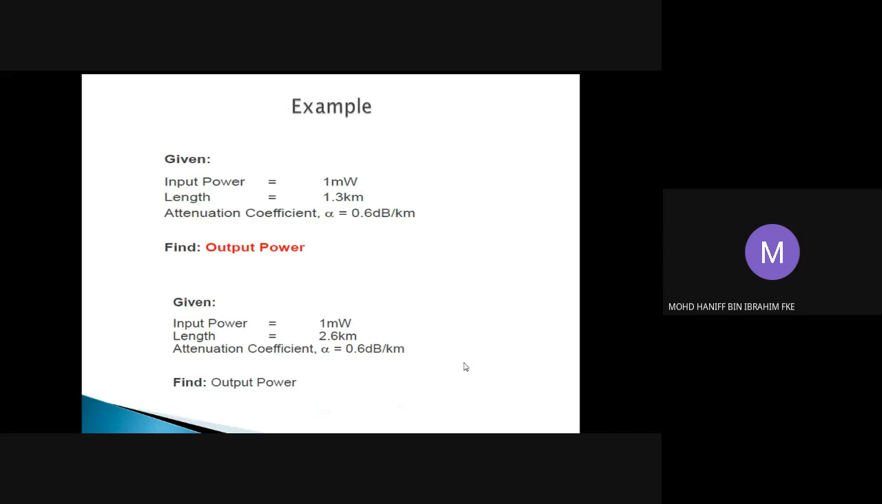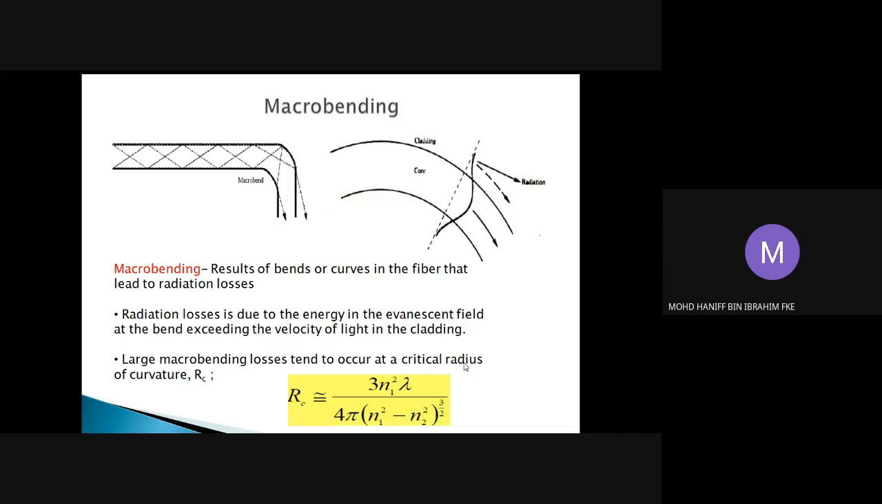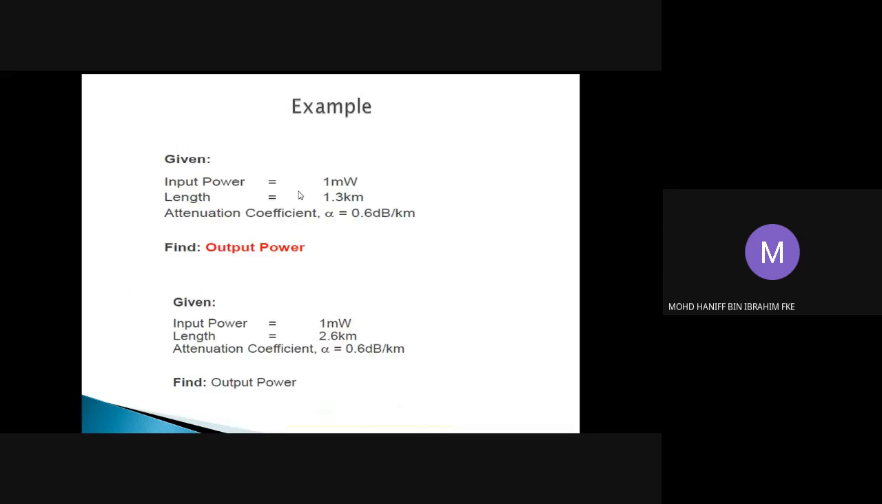Okay, any question? I think that's done with the attenuation. Up to now we have learned there are a few factors of attenuation: absorption, linear scattering, nonlinear scattering, and extrinsic effects, which include bending, macrobending and microbending. Any questions so far on these issues of attenuation? No? Okay.